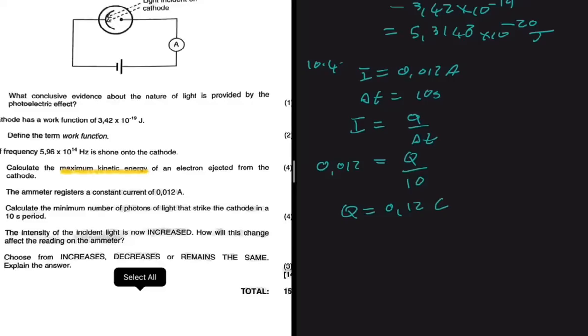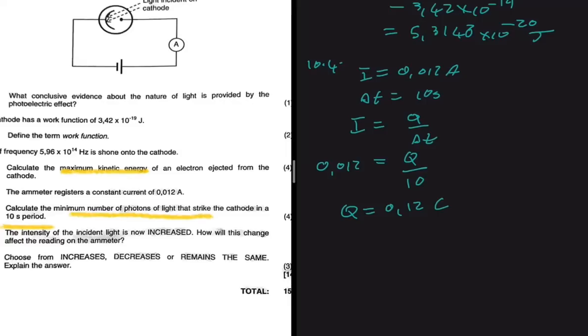Let's not forget our aim here. The question is saying, let's calculate the minimum number of photons of light that strike a cathode in a 10 seconds period, right? We know fully well that in the photoelectric effect, one photon ejects one electron from the metal surface. So if we calculate the electrons here and we find that we have 100 electrons, then that means that the minimum number of photons is also 100, right? Because we need one photon to eject one electron. So let's calculate the number of electrons, aka the minimum number of photons required in this instance.